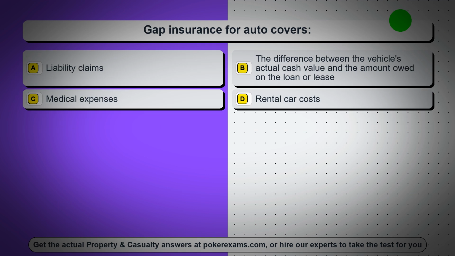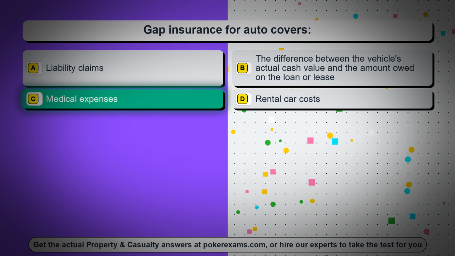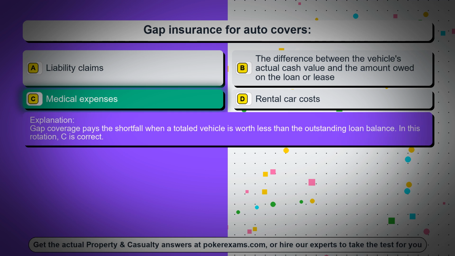Question 92. Gap insurance for auto covers: Option A, liability claims. Option B, the difference between the vehicle's actual cash value and the amount owed on the loan or lease. Option C, medical expenses. Option D, rental car costs. The correct answer is option C, medical expenses. Gap coverage pays the shortfall when a totaled vehicle is worth less than the outstanding loan balance. In this rotation, C is correct.